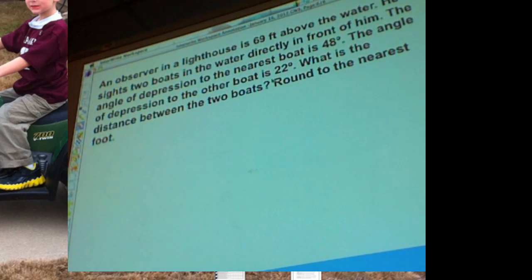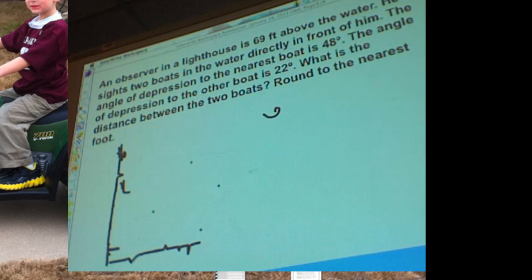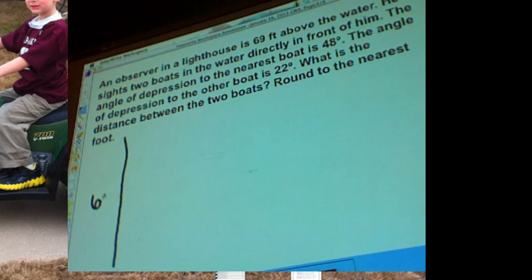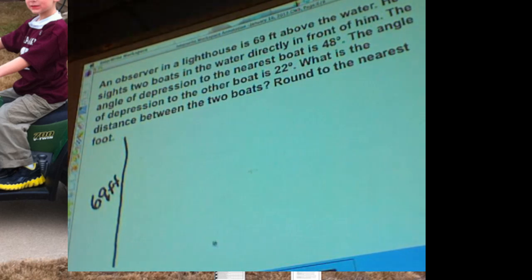Let's take a look at this one. An observer in a lighthouse is 69 feet above the water. So what do we need to do first? We need to erase this from previous work, and we need to draw the lighthouse. So here's the lighthouse at 69 feet above the water. He sights two boats in the water directly in front of him. So here's a boat, and here's a boat.